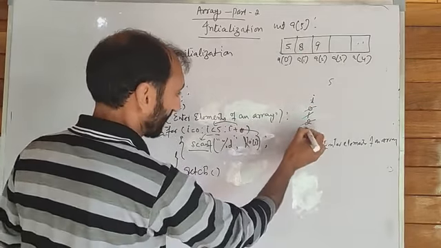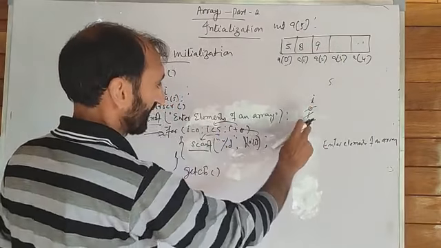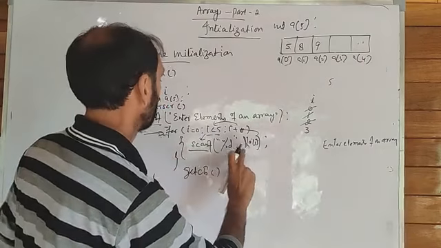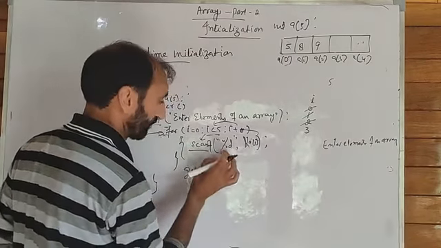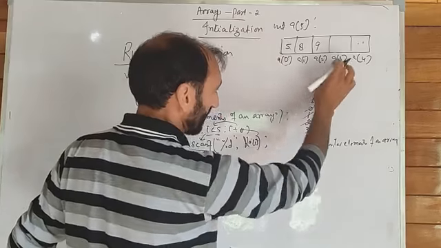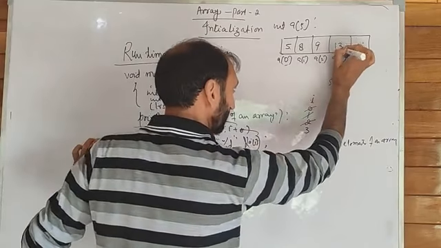I plus plus gives 3. Then the condition check: 3 less than 5, yes, 3 is less than 5. Second percent d, the address of a of i, means a of 3 is the location, after entering 13.